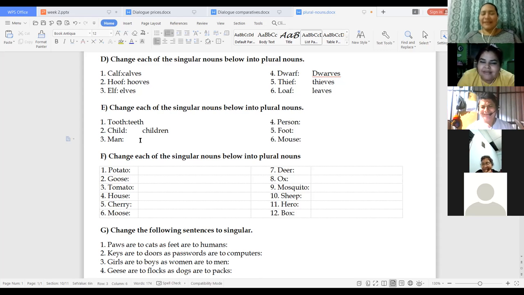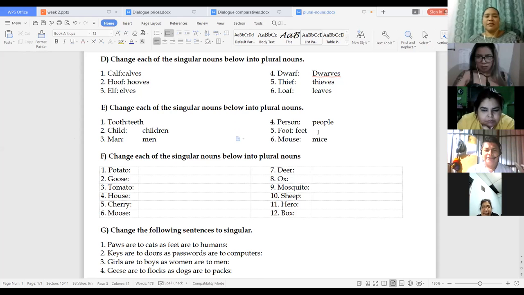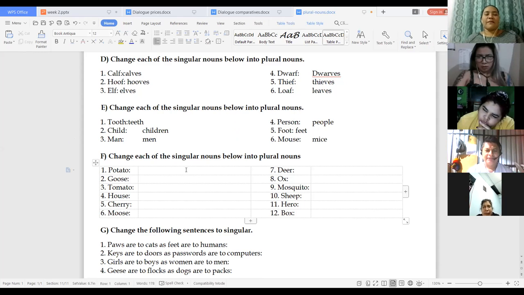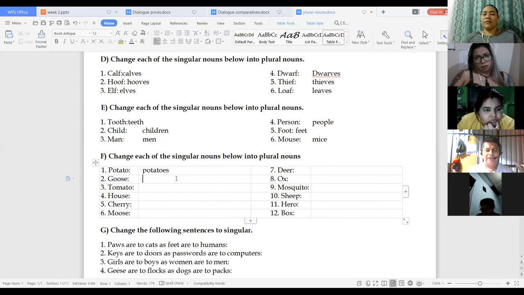Okay. Men. Person. People. Food. Mice. Thank you. So here we have potato. Potatoes. What do you think about goose?